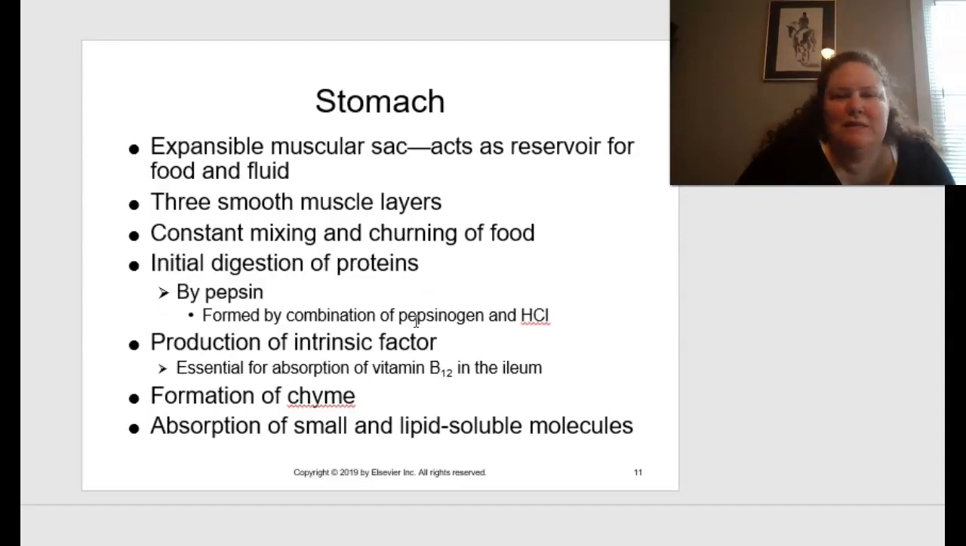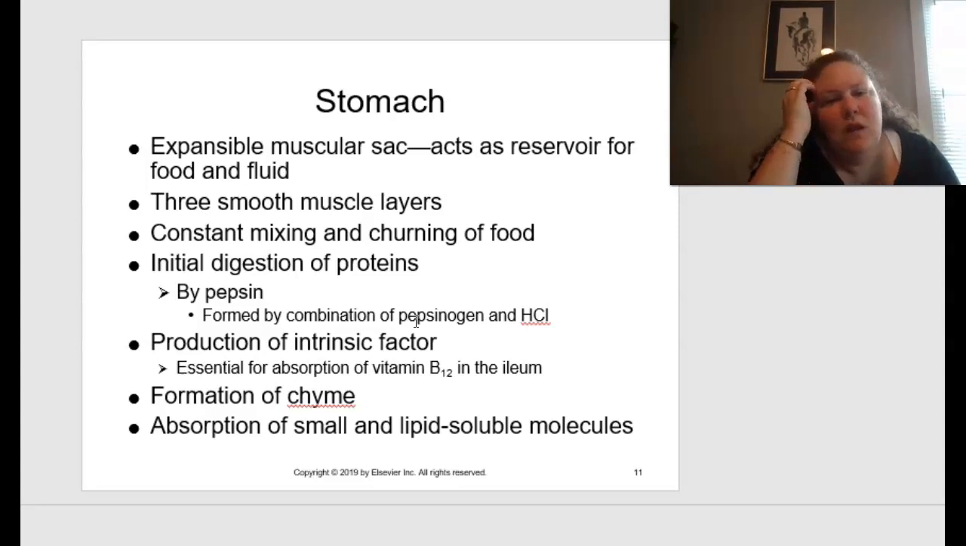Then the stomach. This is an expansible muscular sac, and that just means it can expand and contract, right? It acts as a reservoir for fluid and food. It has three smooth muscle layers, and there's a constant mixing and turning of food. So if you eat something and your stomach's bubbling or gurgling, it's doing that normally. Maybe you're a little more gassy in there and you can feel it, or your stomach's really not liking something and is trying to get it out, right?